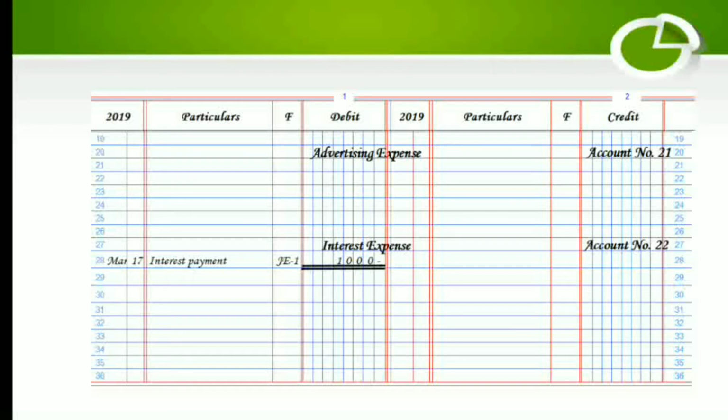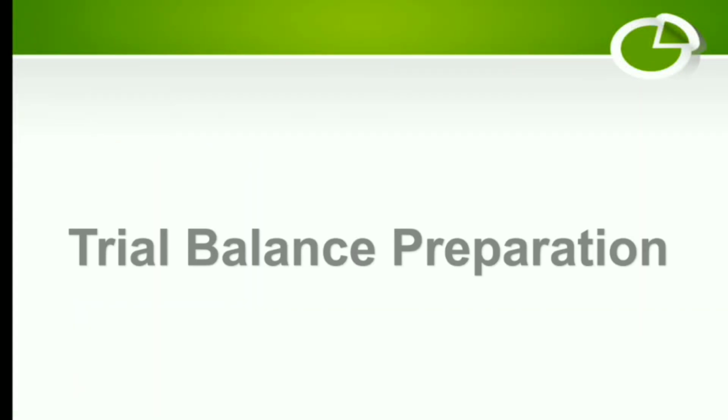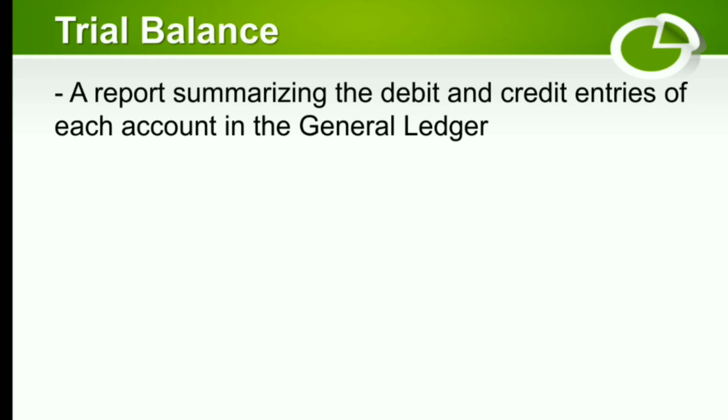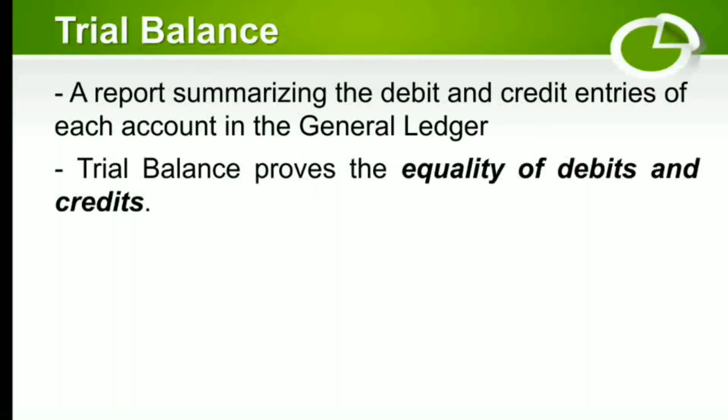At this point, we're done inputting the accounts in the general ledger, and we are now ready to proceed to the next step of the accounting cycle, and that is the trial balance preparation, step 3 of the accounting cycle. A trial balance is a report summarizing the debit and credit entries of each account in the general ledger. So basically, sa paggawa ng trial balance, ang kailangan natin gawin is that kopyahin natin yung mga accounts with open balances, or yung mga accounts na may debit o kaya may credit balances. In addition to that, trial balance proves the equality of debits and credits.